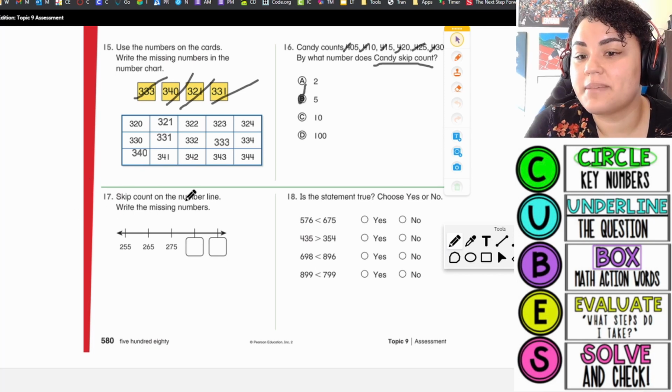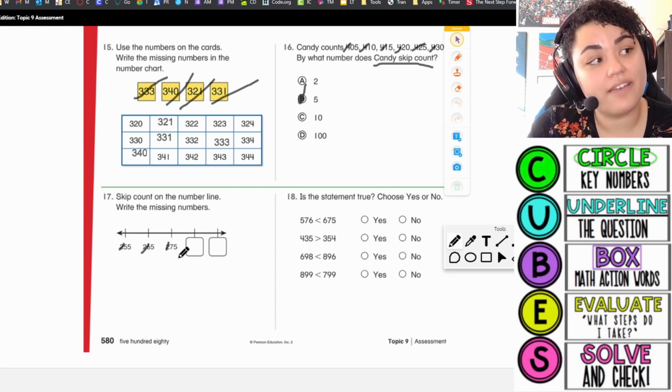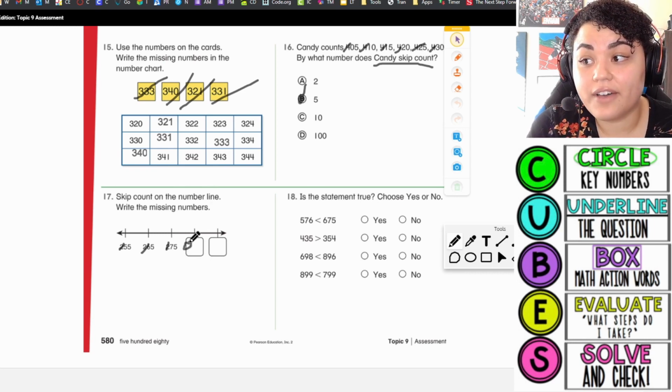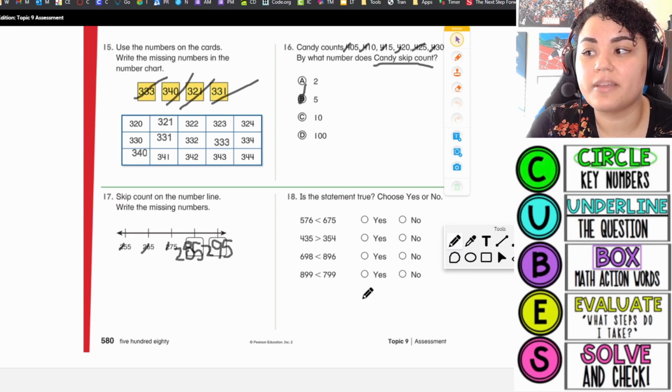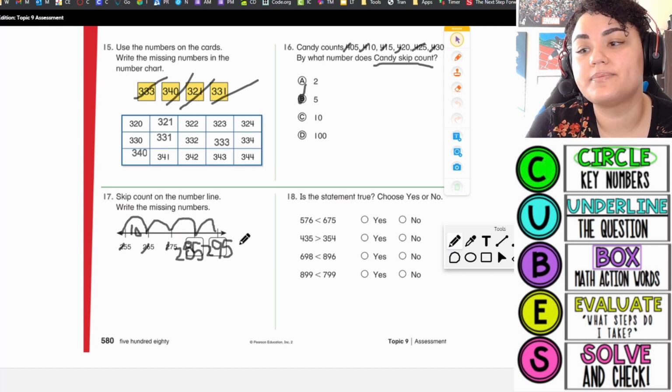All right, number 17, skip count on the number line, write in the missing numbers. We have 255, 265, 275, blank, blank. Let's cross out the 2's and see what they're counting by. Okay, so we have 55, 65, 75, 85, 95. And remember, we can't forget our 2's, so it's 285, 295. What are they skip counting by? They're counting by tens, because 55 plus 10 is 65. So you could even cross out the 5. It's 50, 60, 70, 80, 90. So each of these hops are tens.